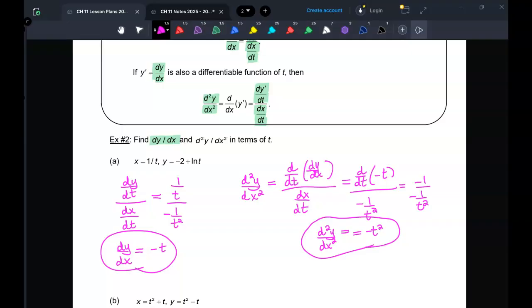Wouldn't it be positive? Oh, yeah, you're right. Sorry. So here, for the second derivative, we're going to do the derivative of y prime with respect to t, over dx dt. That's the definition for parametric second derivatives.